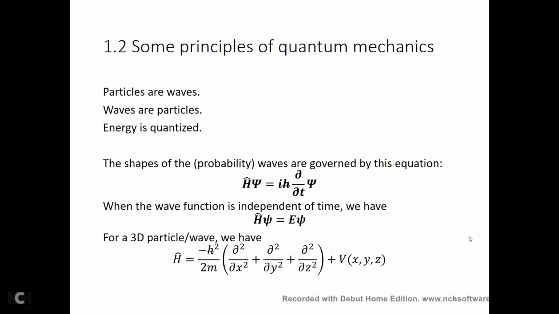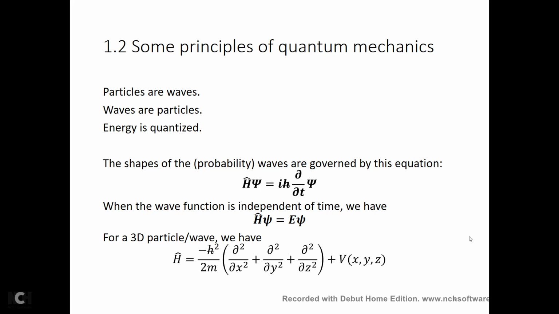Section 1.2, Some Principles of Quantum Mechanics. In quantum mechanics, particles are waves, and waves are particles. Energy is quantized. For example, in a hydrogen atom, both the nucleus and the electron are waves. The electron is lighter and thus is more wave-like than the nucleus. Photons are particles, and a light wave consists of photons.